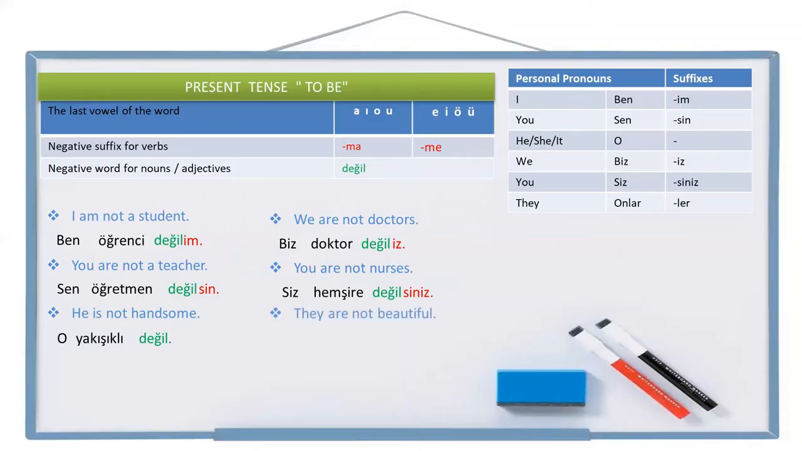They are not beautiful. Let's write the person pronoun they first. Onlar. Beautiful, güzel. Not beautiful, güzel değil.